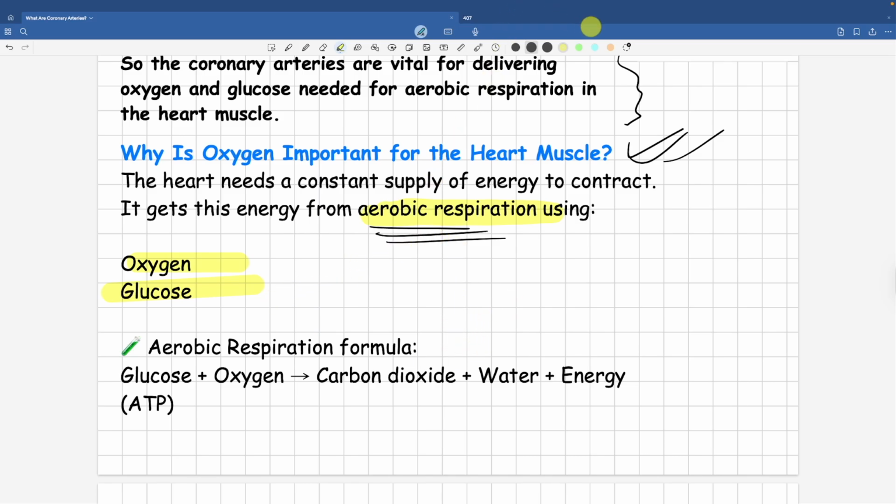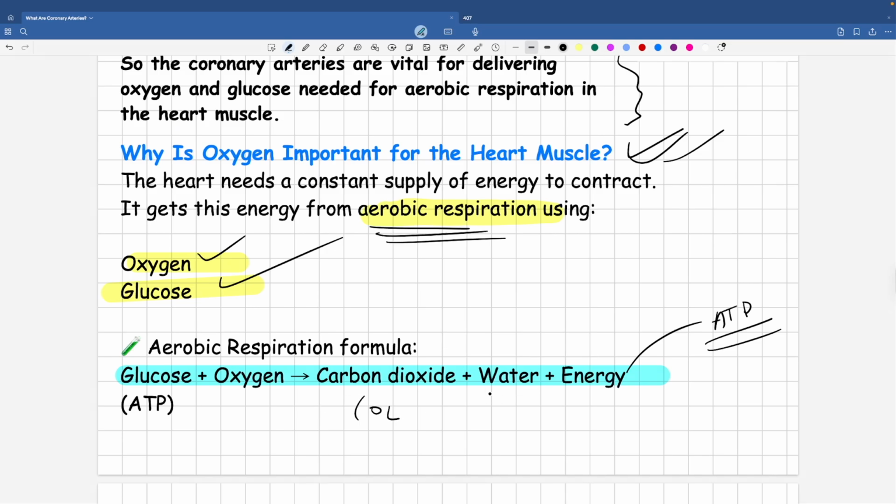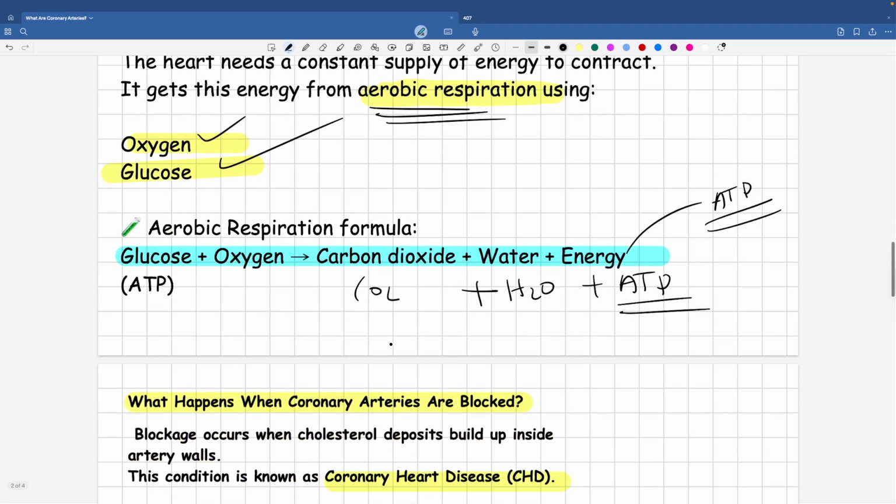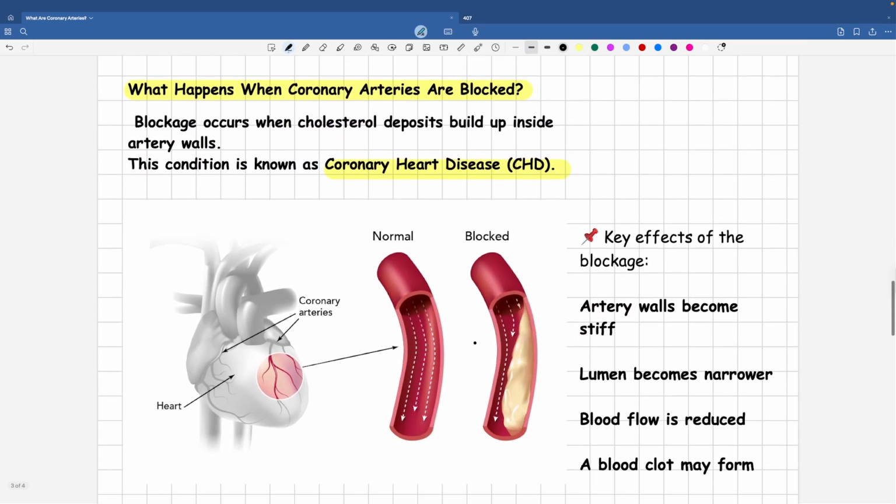As far as I know, you guys know the formula of aerobic respiration, right? If you don't know the formula, please memorize it. It's embarrassing. Glucose plus oxygen gives carbon dioxide, water plus energy. Energy is released in the form of, we all know, ATP. We need oxygen and glucose, and in aerobic respiration they're broken down to CO2 plus H2O plus ATP. ATP's full form is adenosine triphosphate, because it has 3 phosphate groups.